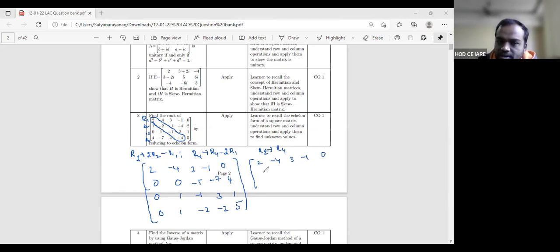Next, 1, 0 1 minus 2 5. Okay, next 0 1 minus 1 3 1, 0 minus 5 minus 7. Sorry, 0 minus 5, 0 minus 5 minus 7 minus 7 minus 4, sorry, plus 4. So these are our values.